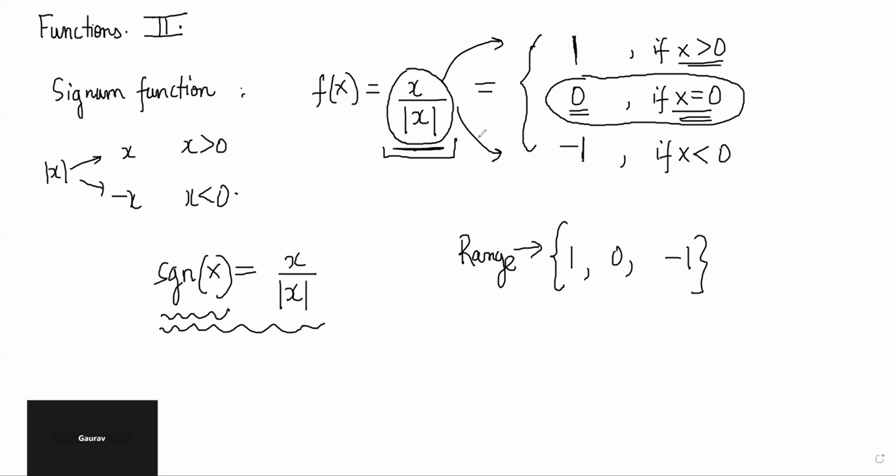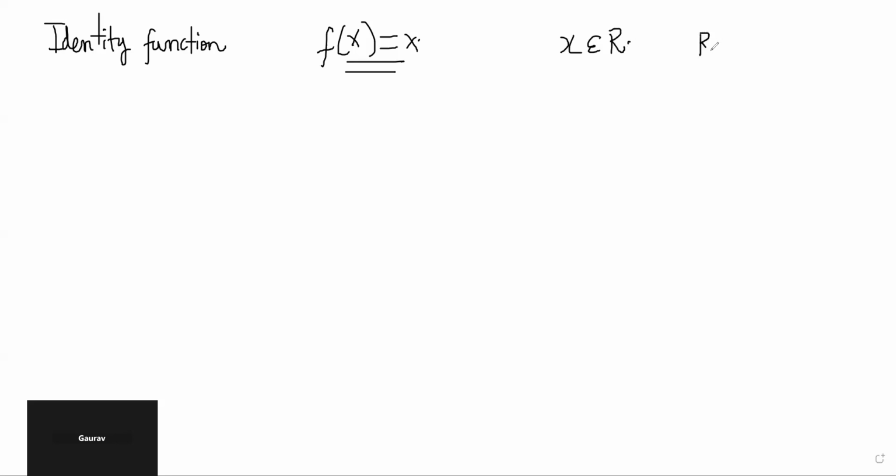So that is your signum function. Then we have something known as the identity function. Basically, the identity function is the function f of x equals x. This is called the identity function. And that means that domain will be x belongs to real and range is also going to be x belongs to real, right? Yes. All real numbers is the range, all real numbers is the domain, and the input is equal to the output. So this is a simple function. You just need to know the name that this identity function is f of x equals x.